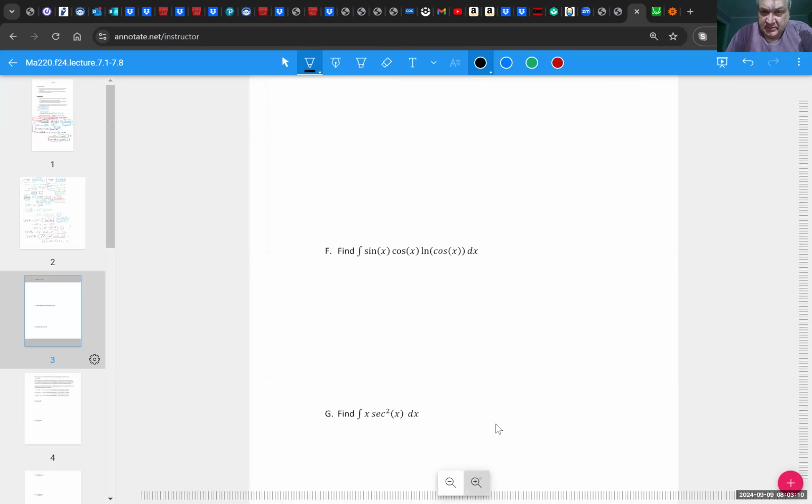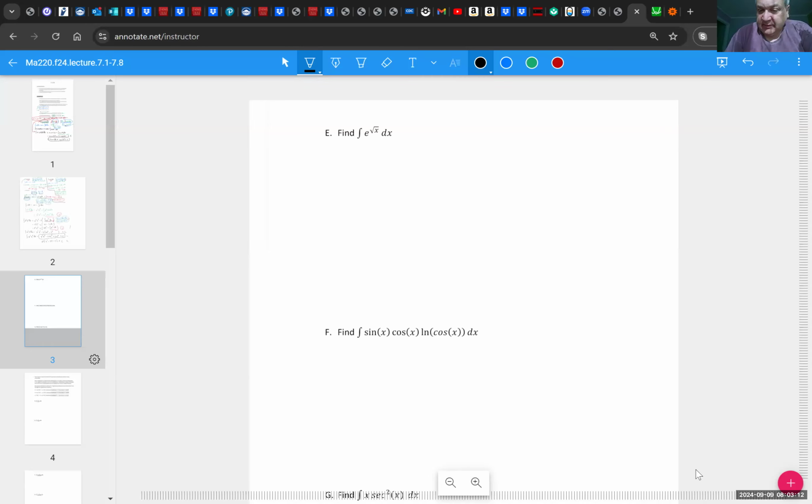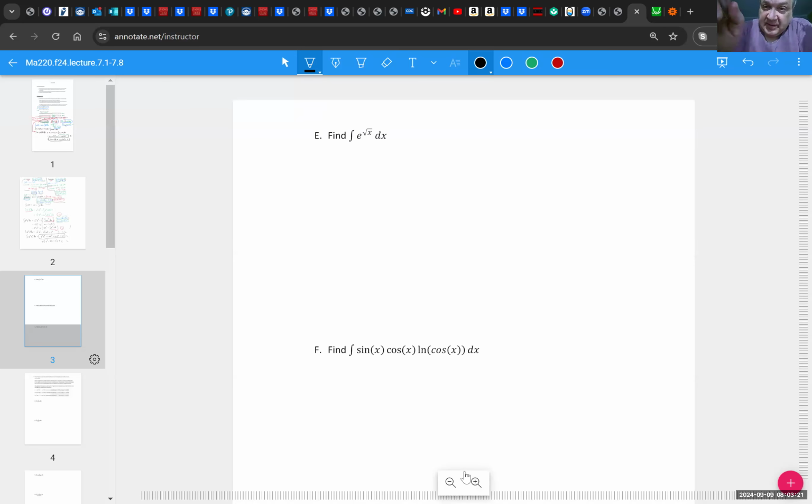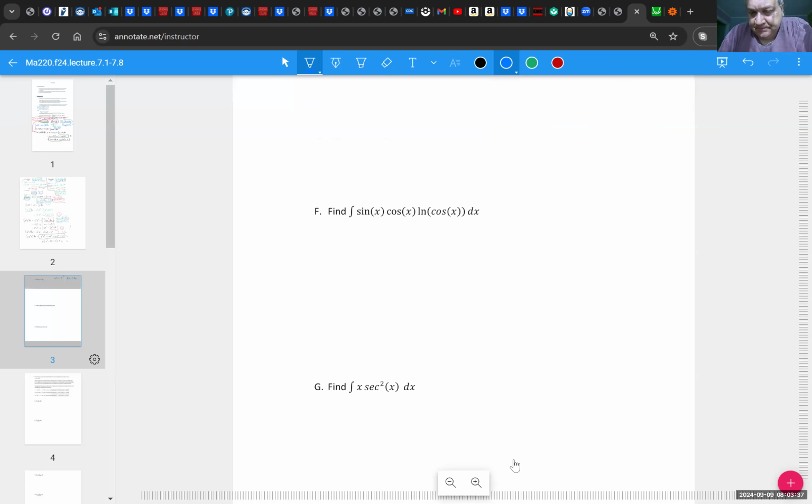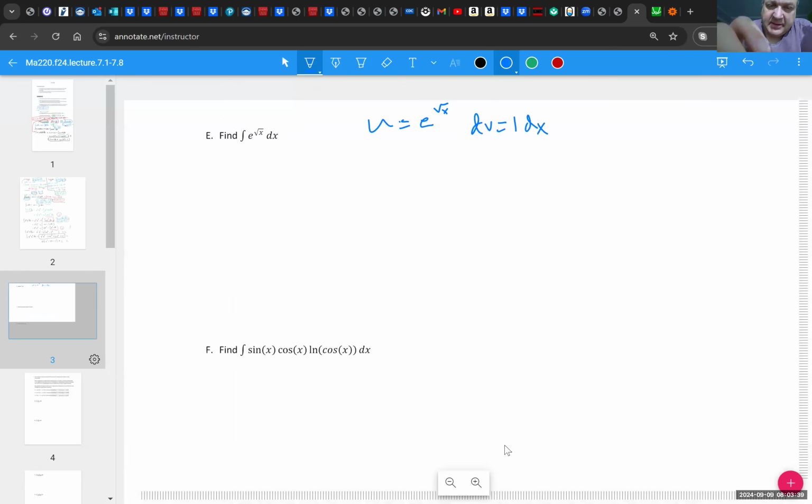Zoom in a bit. So I have the integral of e to the square root of x dx. This doesn't appear to have 2 things, but we saw an example of that in the video part 1. You can think of this as like 1 dx. So you can think of u as equal to e to the square root of x, and dv is equal to 1 dx. And I'm going to just make some more space. And then you can go ahead and do our integration by parts stuff.